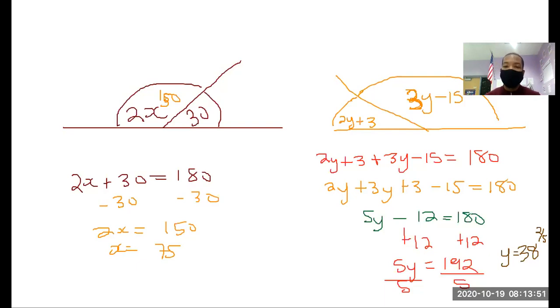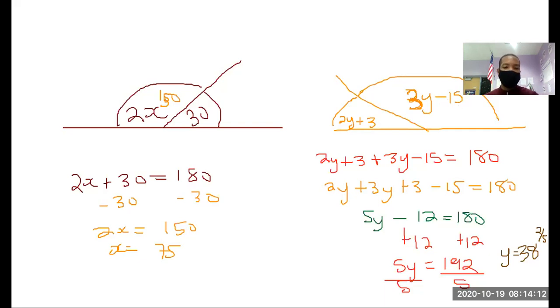But sometimes they'll ask us, what are the actual angles? So then I have to take my y value and put it back into the equations up here. All right, so I'd have to do 2 times 38 and 2/5 plus 3, and 3 times 38 and 2/5 minus 15. And then you'll get the values for that.